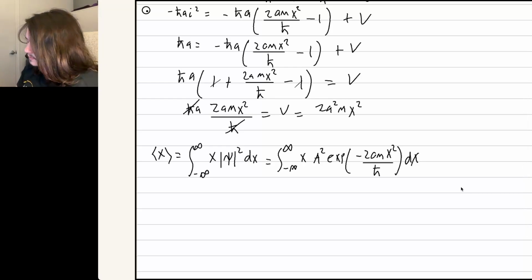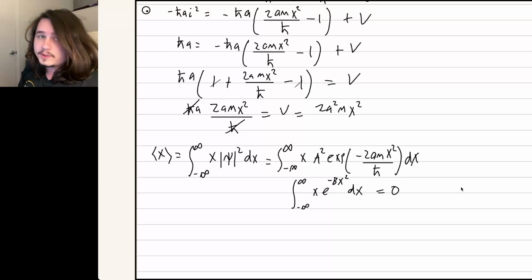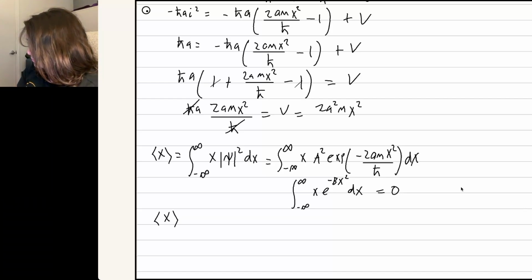It's interesting to note that any integral over all space of the form x e to the minus some prefactor b x squared dx is always 0. Any integral of that form is 0. So this integral is certainly of that form, so the expectation value of position is 0. Cool.